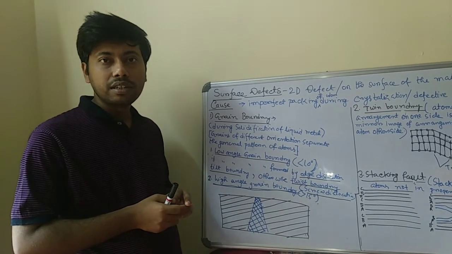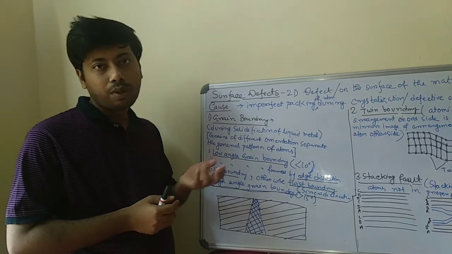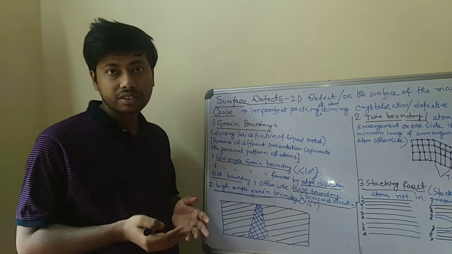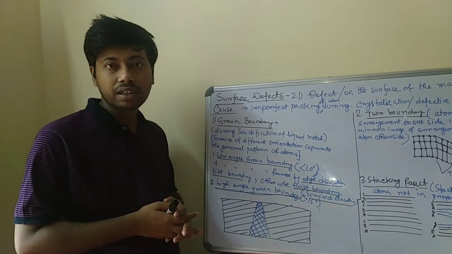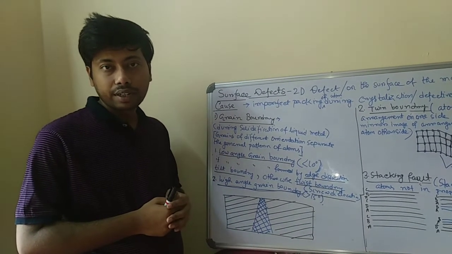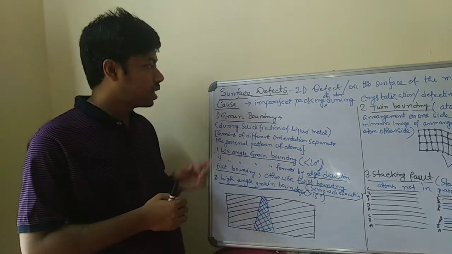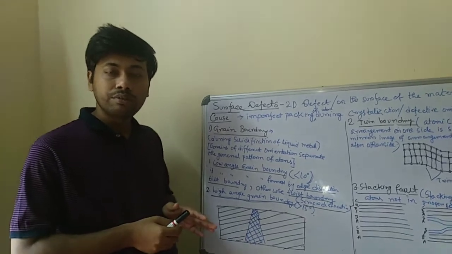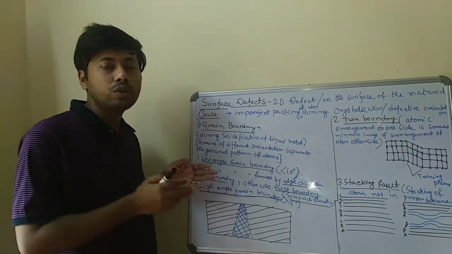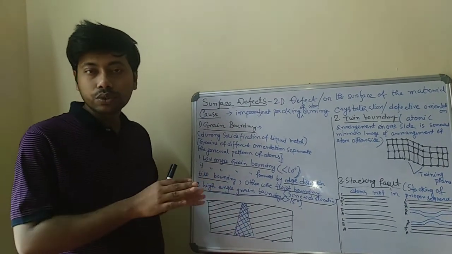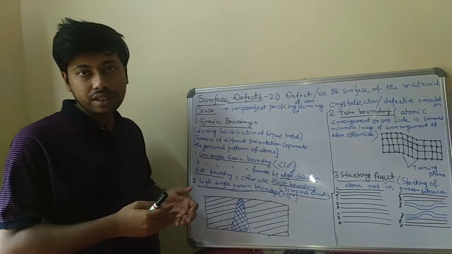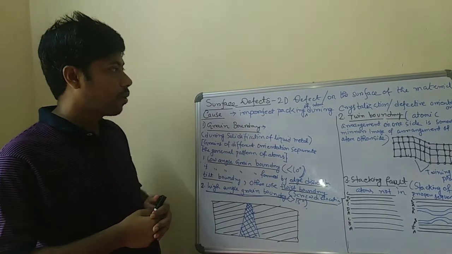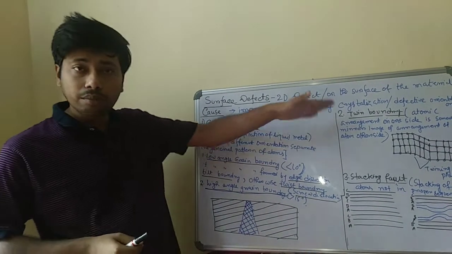Second one is line defect, which is one dimensional defect, and that is screw dislocation and edge dislocation. This type of defect is called line defect. And the third, which we'll discuss today, is surface defect. Surface defects are two-dimensional defects, as they occur within the surface of the material. That's why it is called surface defect or two-dimensional defect, and it happens on the surface of the material.